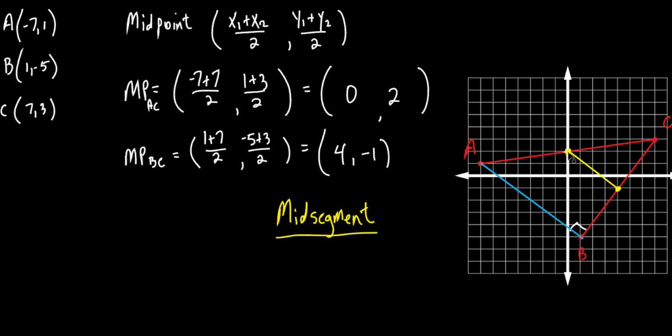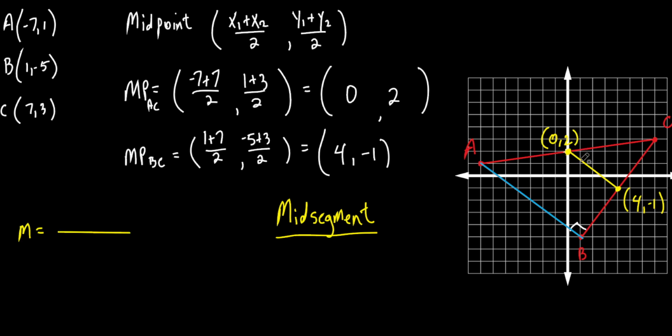Okay, so let's find the slope of this line. First of all, this is at 0, 2, right? And this point right here is at what? 4, negative 1. So let's find the slope of that line, because I want to see, is the yellow one actually parallel to the blue one? Looks like they are. Let's see if they are. We've already done slope a couple times. Let's do it kind of quick.